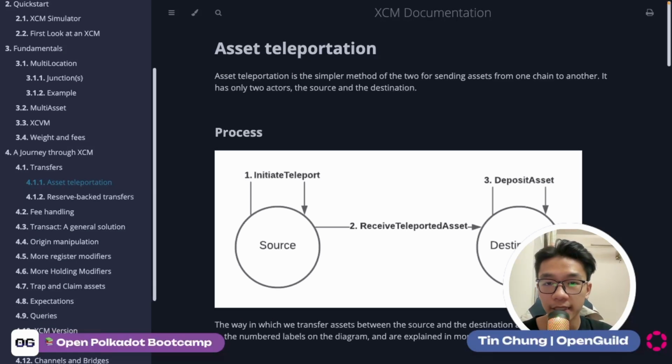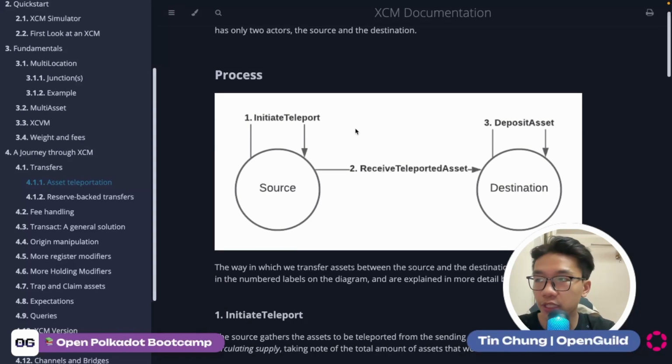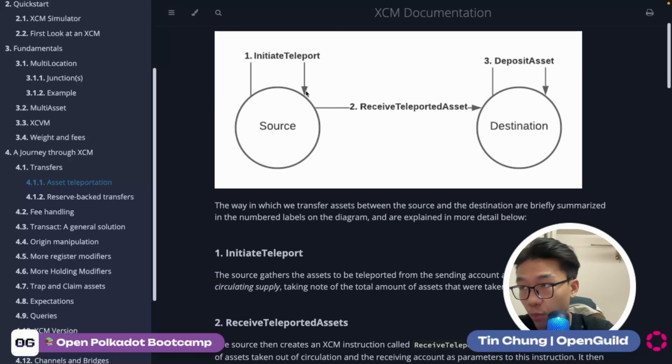Now we move to asset teleportation. As you can see in the diagram over here, we have 2 different instructions involved in this process. The first one will be initiate teleport, then receive teleported asset, and then deposit asset. And I think that it is very straightforward.